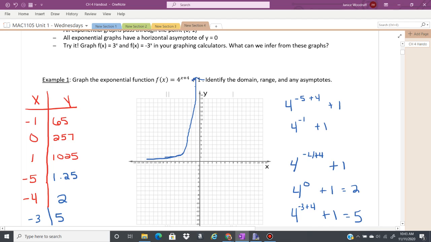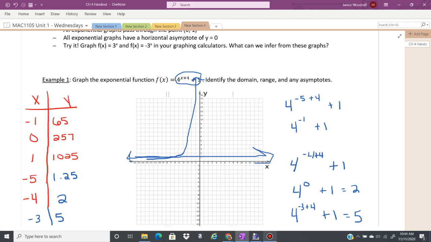And this I actually want to fix because it's not going to go past 1. All right, and I know that because of looking at this. Okay, it's going to have shifted up 1. So this line right here is going to be my horizontal asymptote.